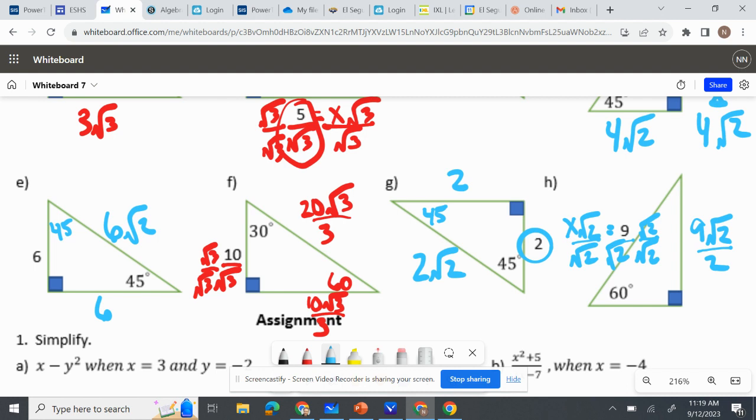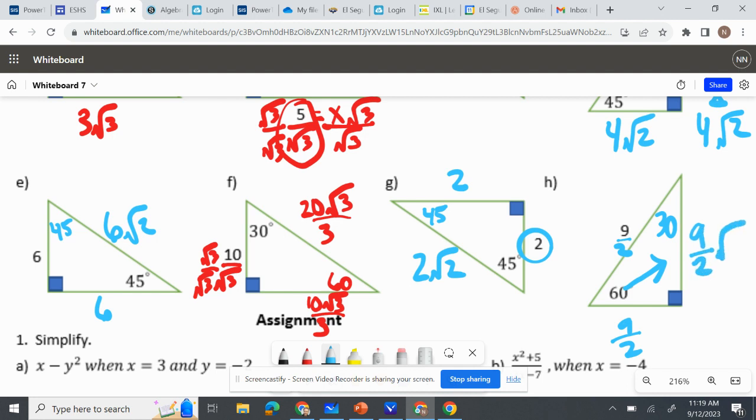Oh, wait, one second. I messed up on that. This is not a 45. This is a 30, 60, 90. So that would just be half of 9. So that should be 9 halves. I apologize for that. And so that means the 60 degree side is 9 halves rad 3. Totally different answer. Let me make the 9 a little bit nicer.